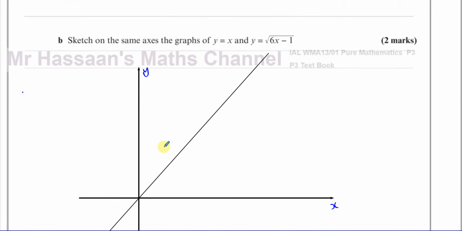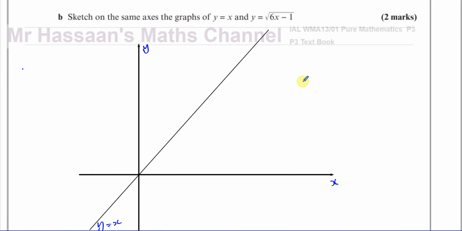Then we have to sketch the graph of y equals the square root of 6x minus 1. How would we go about doing this? First I would consider y equals the square root of x, which is the parent function. How would that look? If we only consider the positive square root of x, which we only need to do here, it will have this type of shape. That's y equals the square root of x.